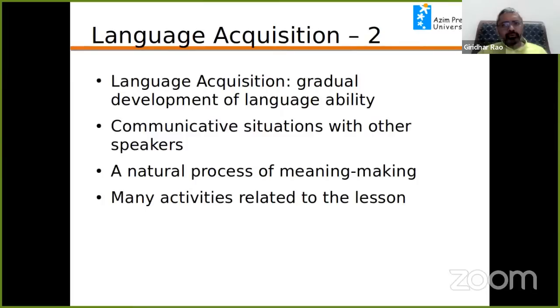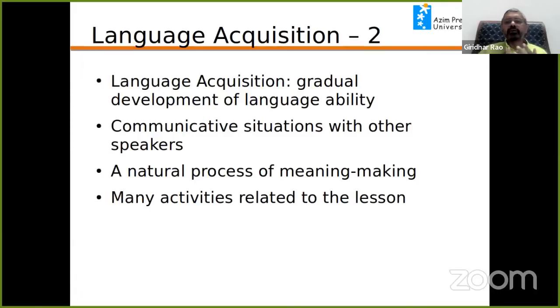Why are we calling it acquisition? Because unlike learning, acquisition is defined as a gradual development of the language ability. Notice that this could be first language acquisition or second language acquisition. And how does this acquisition happen? It happens in communicative situations.